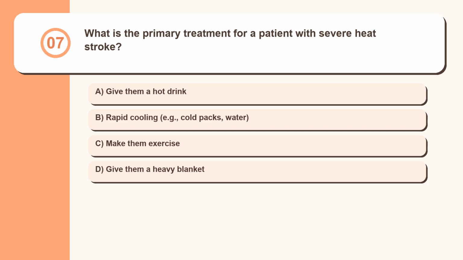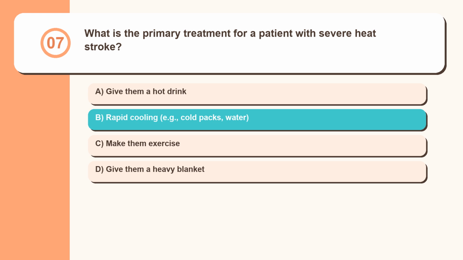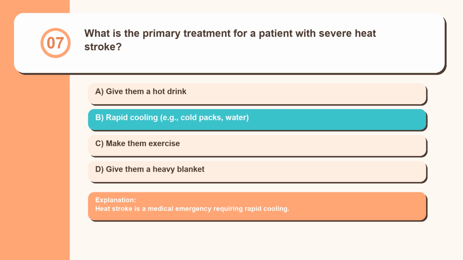Question 7. What is the primary treatment for a patient with severe heat stroke? Give them a hot drink. Rapid cooling, for example, cold packs, water. Make them exercise. Give them a heavy blanket. Heat stroke is a medical emergency requiring rapid cooling.